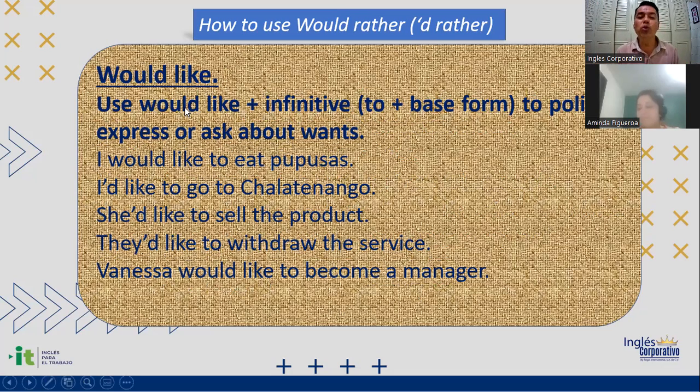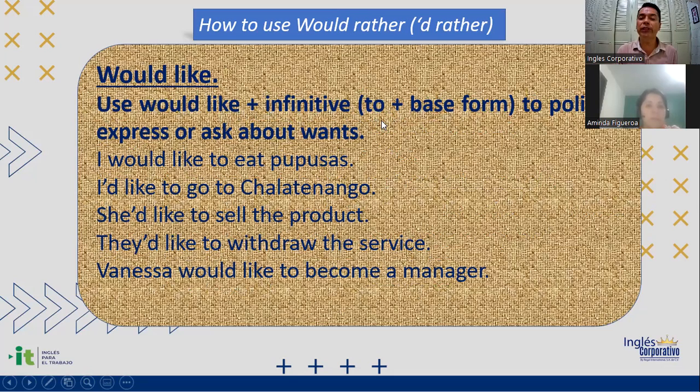So when you use would, quiero, querré, and quisiera, you know, would. When you use would plus like, it's a polite way to express that you like something, right? So the difference between like and would like is that would like is more polite, es más amable. Would like is soft. It's a soft expression. And then you use would like plus infinitive. What is infinitive?